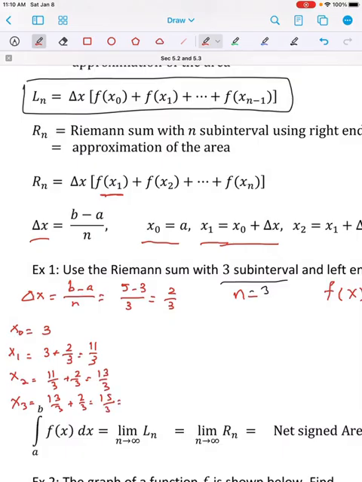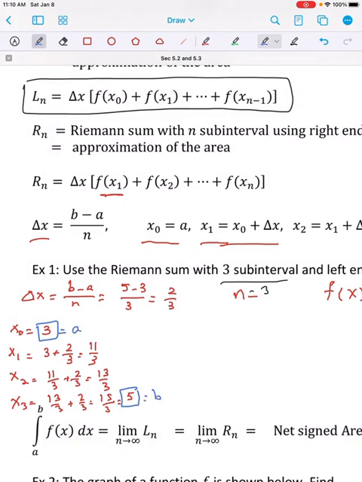And this will always happen. So this is something you should know, that always, if you did your calculations correctly, then the last one will come out to be equal to b, and the first one is always going to be a. So this is your a and this is your b.